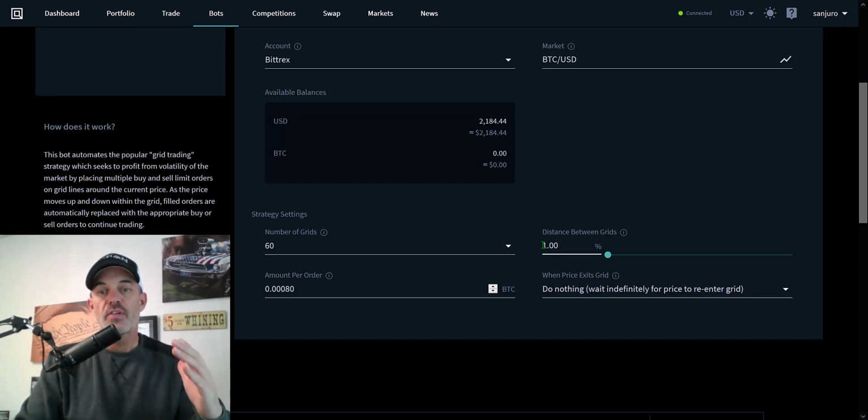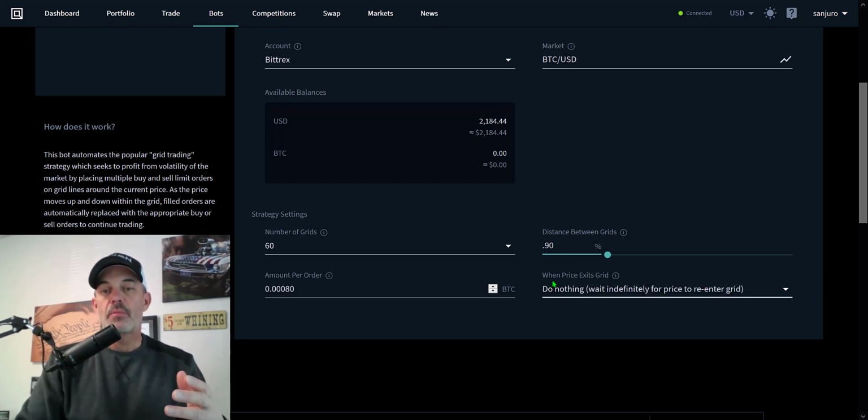And now the distance between the grids, I want to be able to cover my fees. And on Bittrex, I'm charged a 0.2% fee, regardless if it's a buy or a sell. So when I buy, I pay 0.2%. When I sell, I pay 0.2%. So I actually need to cover 0.4% of a fee. And with that taken into consideration, I also want some profit. I don't want to just cover the fee. So I'm going to go for a 0.5% profit. And so that would put me at 0.90% grid spacing.